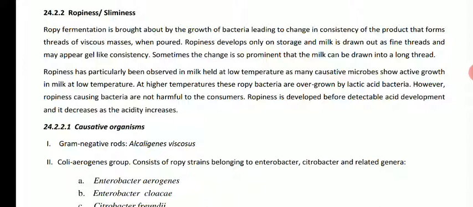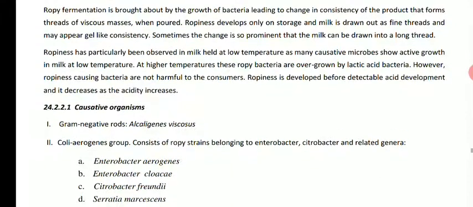So if you hold the milk at low temperature without pasteurization, we'll find that thread-like structure gets developed in the milk, and this thread-like structure and gel-like structure are nothing but ropiness of milk, and it is again carried out by some types of microbes. So at higher temperatures these ropy bacteria are overgrown by lactic acid bacteria. However, ropiness causing bacteria are not harmful to consumers.